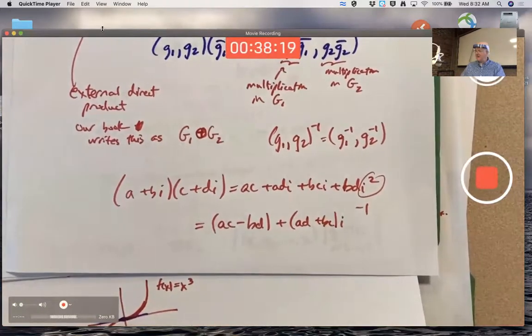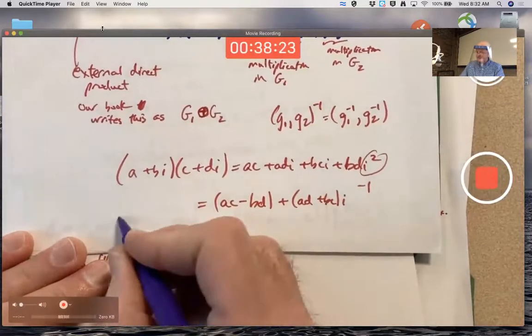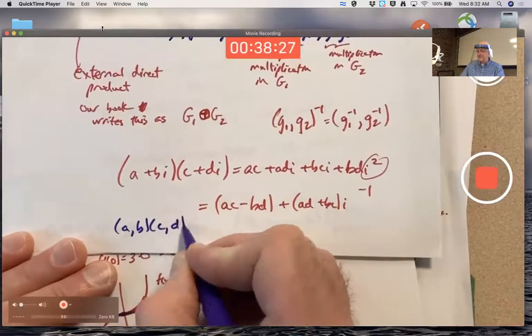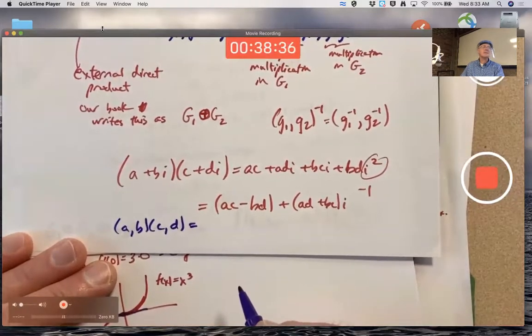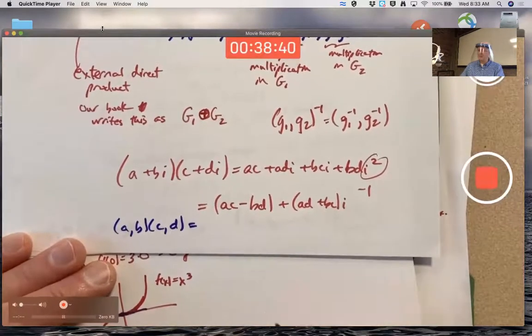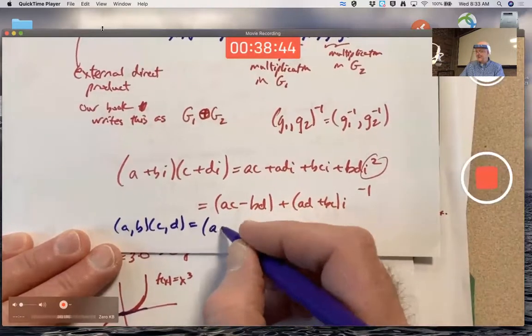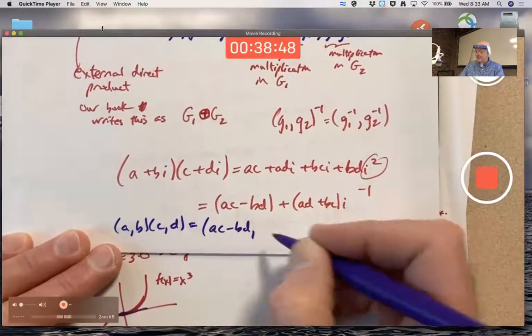And if you thought of complex numbers as being ordered pairs instead of sums like this, which you can do, you can think of complex numbers as ordered pairs if you want. Geometrically, we visualize complex numbers as a plane, with the horizontal axis labeled real and the vertical axis imaginary. You can define a multiplication in this way.